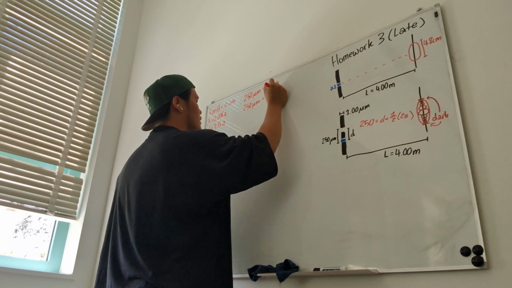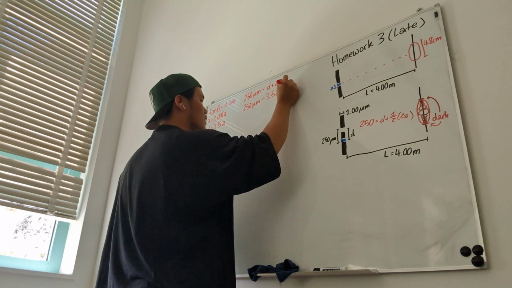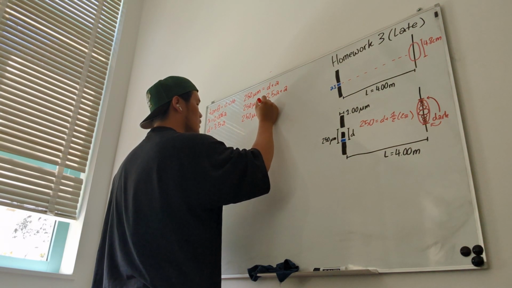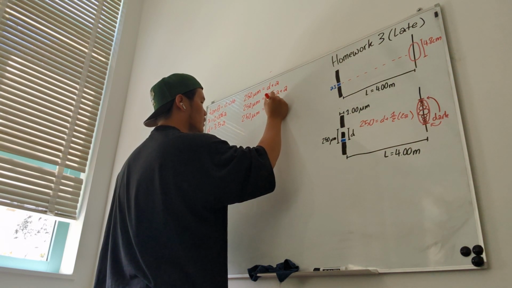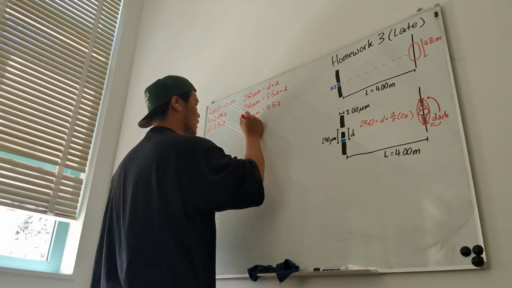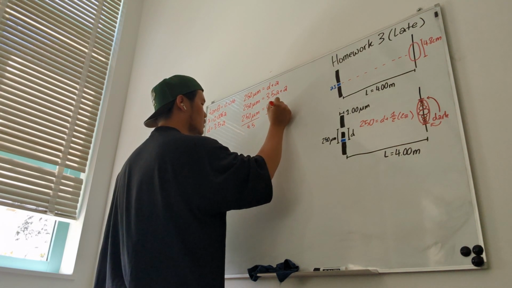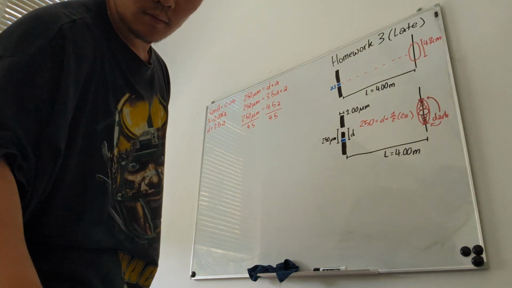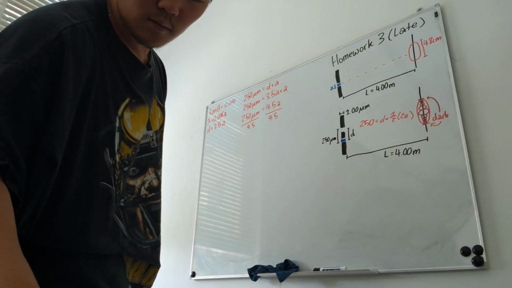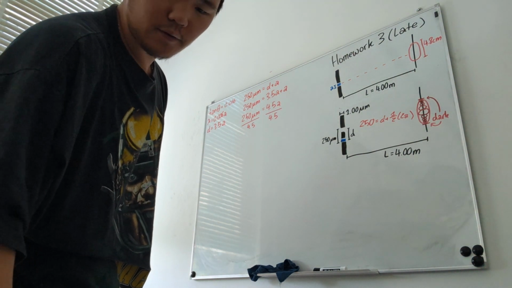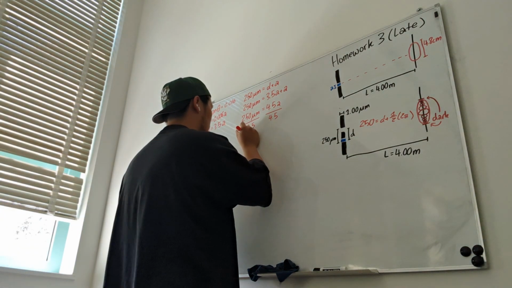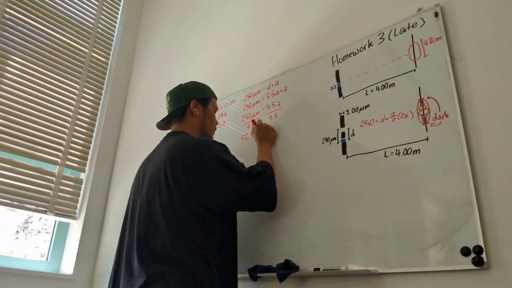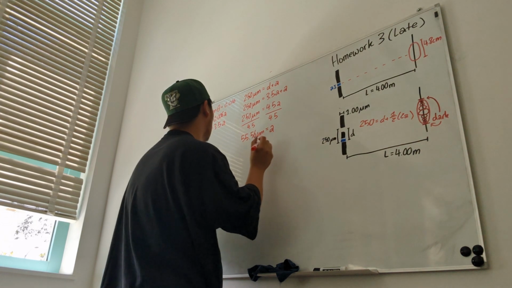Or 3.5A, excuse me. So we're left with 250 micrometers is equal to 4.5A. Let's divide both sides by 4.5. What we're left with is 55.56 micrometers is equal to A.